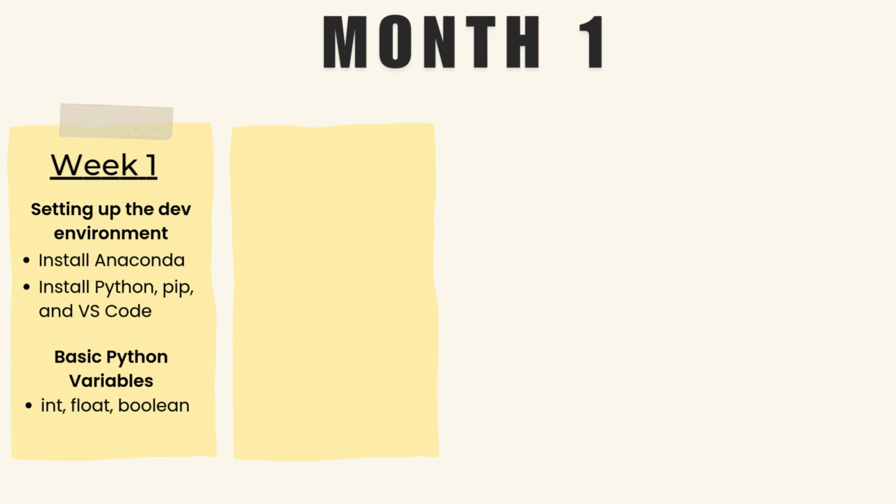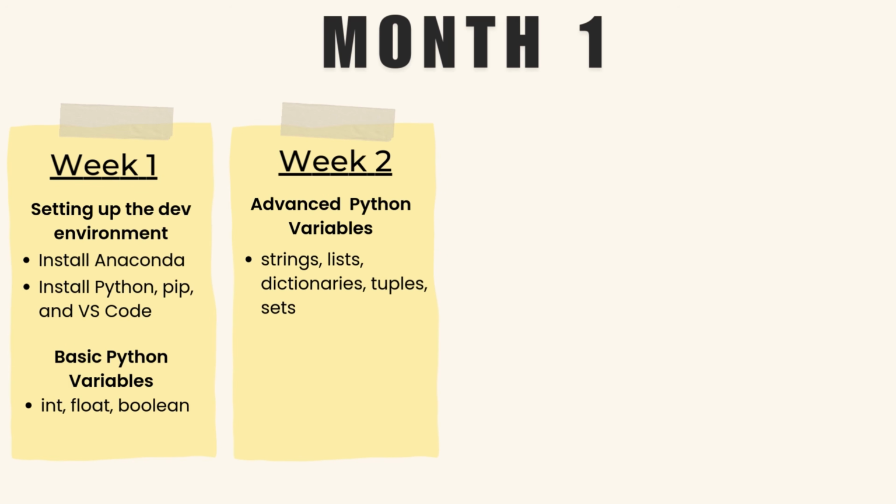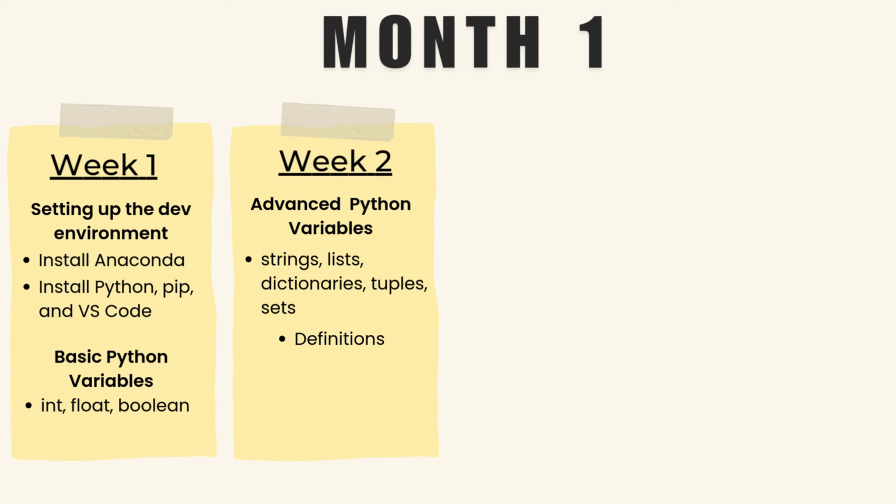In week 2, you're going to continue learning about Python variables, but this week you'll focus on more advanced Python variable types. This includes things like strings, lists, tuples, dictionaries, and sets. The key with these variables is to understand how they're defined, when to use them, and the different functions that are used with each of these different variable types.